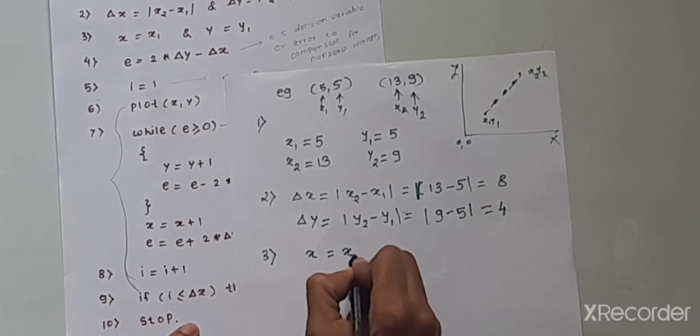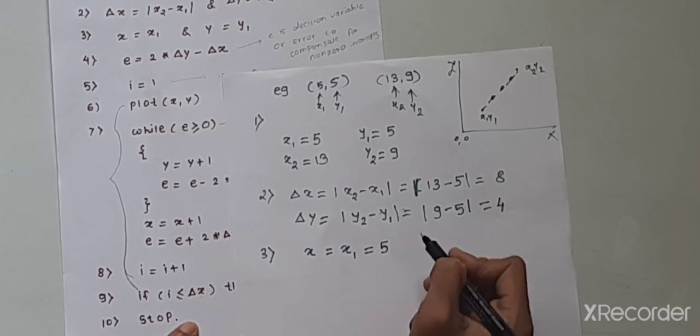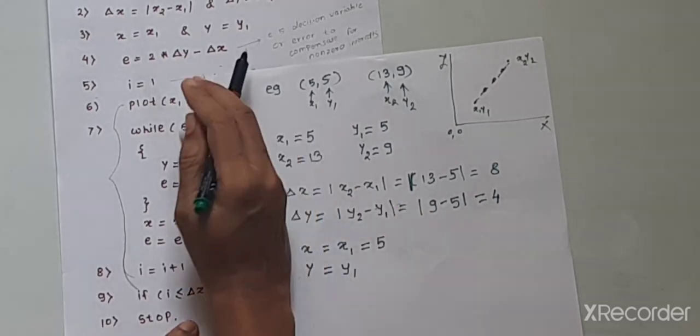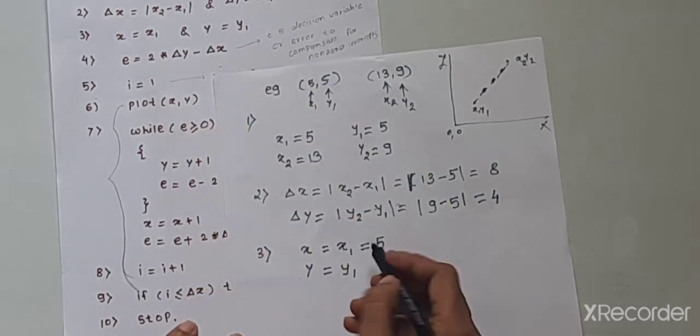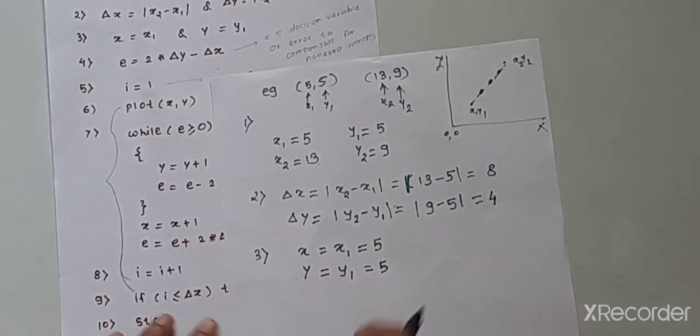So x is equal to x1, what is the value of x1? 5, that we are knowing. Now similarly, y is equal to y1 according to step number 3. So we are writing here, what is the value of y1? We are knowing it is the 5.